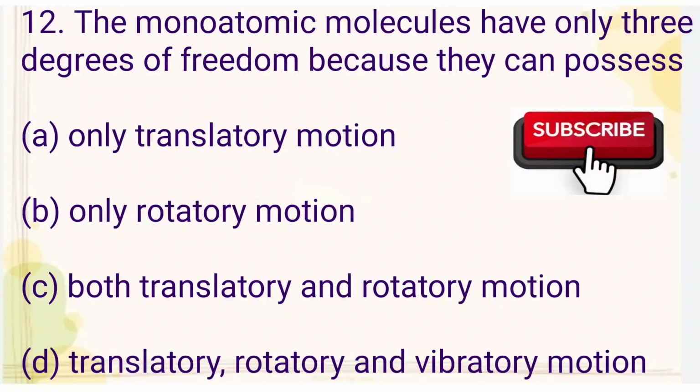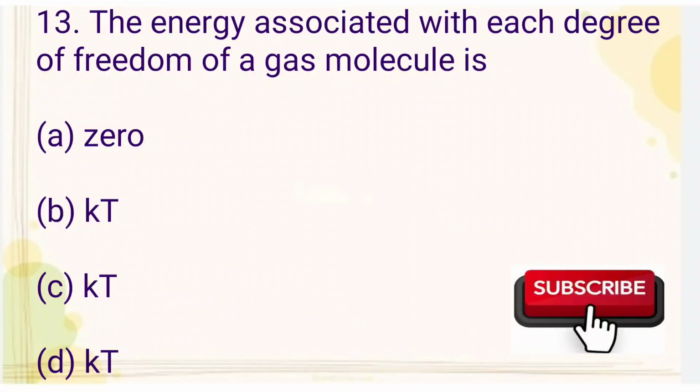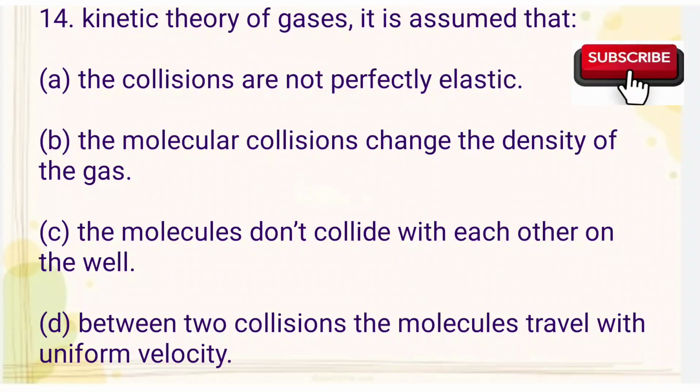The monoatomic molecule have only 3 degrees of freedom because they can possess only translatory motion. Option A is the correct option. The energy associated with each degree of freedom of a gas molecule is option B, kT. In kinetic theory of gases, it is assumed that between two collisions, the molecules travel with uniform velocity is the correct option.